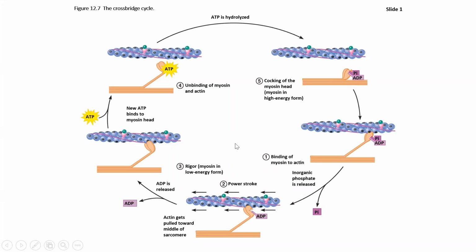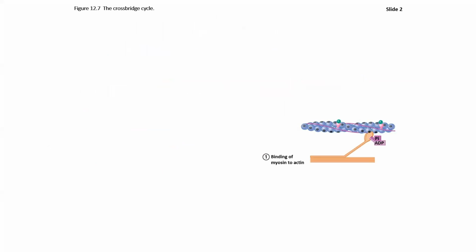So let's go through the steps involved in that process, the steps of cross-bridge cycling. There are 5 steps involved here. We start off with the interaction of actin binding to myosin. So that's kind of step 1. The myosin head is in its high energy form. It's got ADP bound to it and that inorganic phosphate.